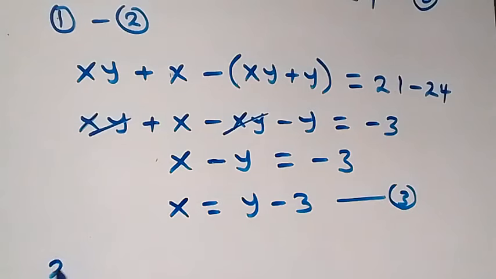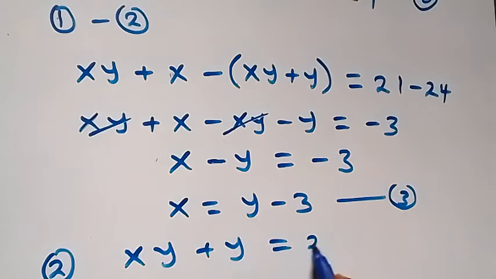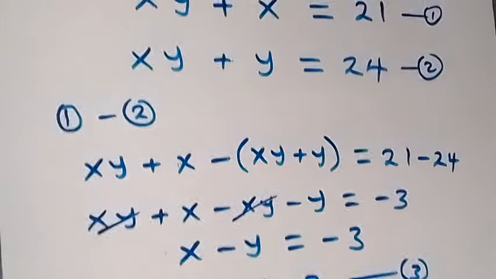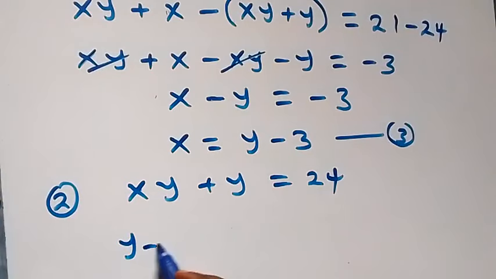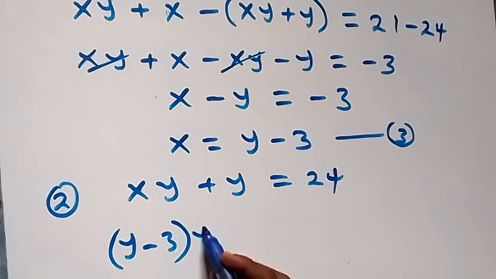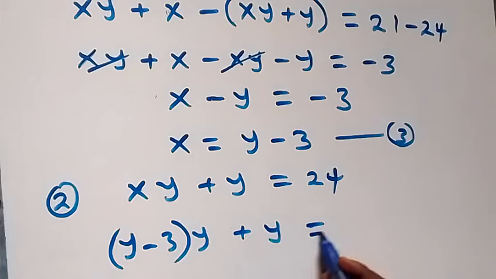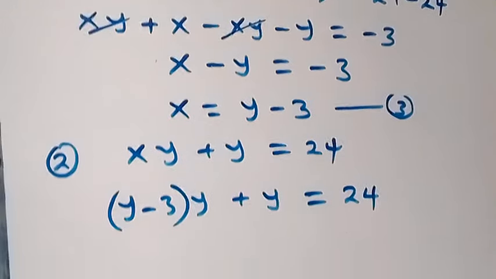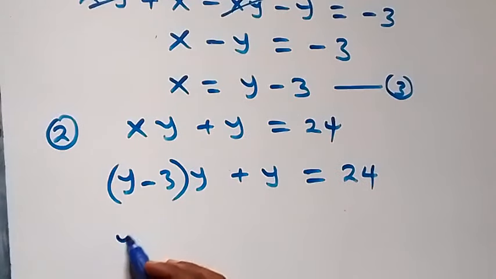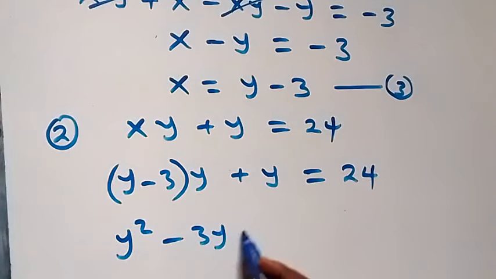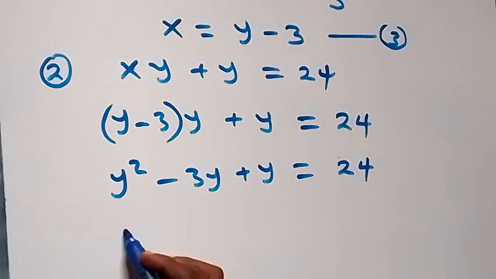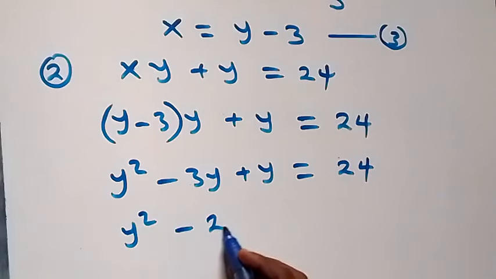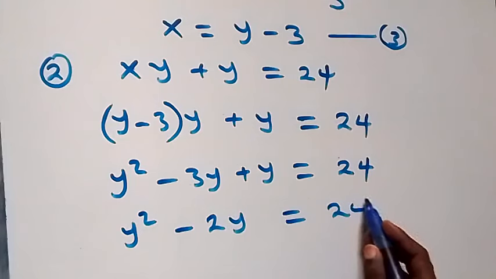And from equation 2, which is xy plus y equals 24, we substitute the value of x here, and this gives us (y minus 3) times y plus y equals 24. Then open this bracket: this gives us y squared minus 3y plus y equals 24, which is the same as y squared minus 2y equals 24.